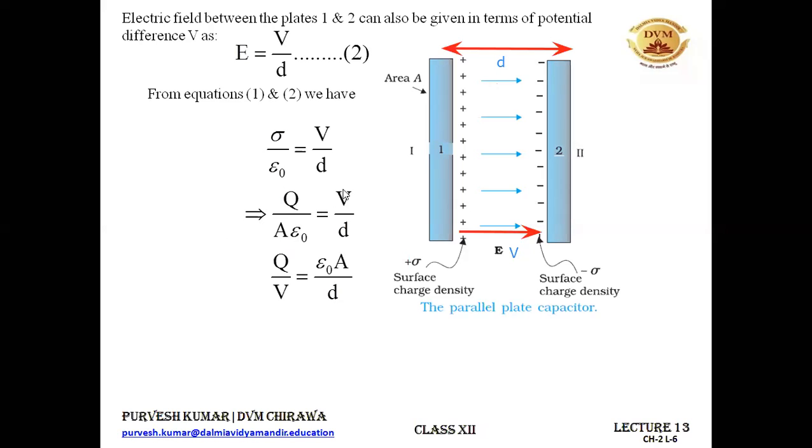All right. Just cross multiply it. This A epsilon naught will go into the numerator of this term and this V will come into the denominator of this term. And we know that this ratio, that is the charge given to a conductor divided by the potential difference developed across it, is equal to the capacitance of that conductor. So for this parallel plate capacitor, the value of capacitance has come out to be C equal to epsilon naught A by d. All right. So this is what we have found out from our discussion.